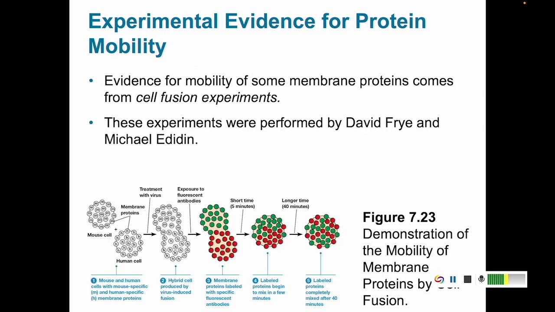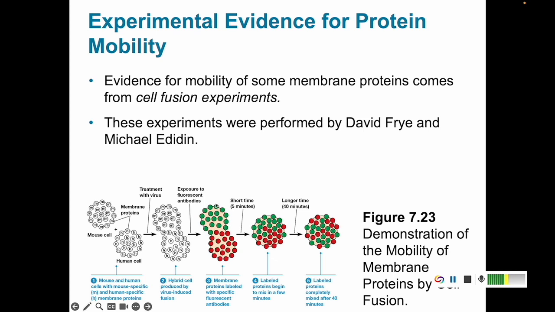We can do cell fusion experiments to visualize how these membrane proteins are moving. Here's an example of what David Fry and Michael Edidin did. They took a mouse cell and a human cell. The mouse cell is covered with mouse proteins, the human cell covered with human proteins. They treated it with a virus, which caused these two cells to fuse together. This is a property that some viruses have: they cause cells to fuse together. So now they have this combination of two cells.